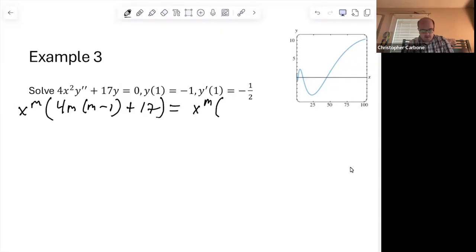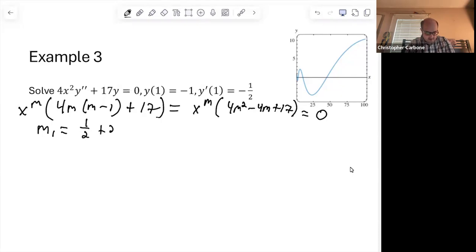x to the m power times 4m squared minus 4m plus 17. And that being equal to 0. So we get two solutions from this, but we need to use the quadratic formula. And they're going to make complex numbers, complex conjugates specifically.